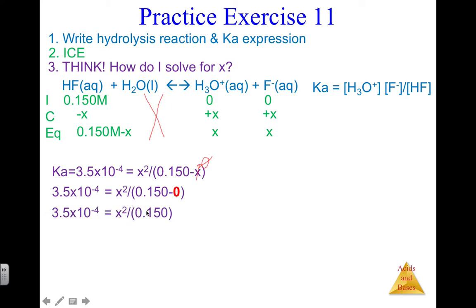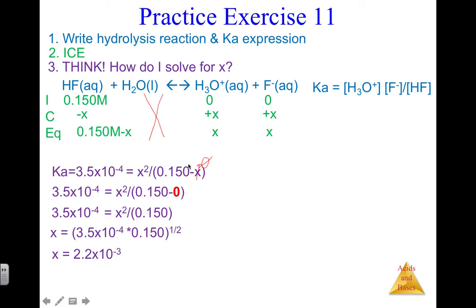Now this algebraically is just a 1 minute problem to solve. Algebraically solve for X: multiply both sides by 0.15, take the square root. So we got 3.5 times 10 to the negative 4th times 0.150 to the 1/2 power, which is the same as the square root. And I now solved for X is 2.2 times 10 to the negative 3rd. Again, make sure you can get that on your calculator as well. So now we've solved for X.